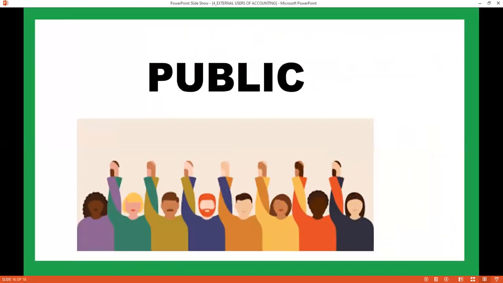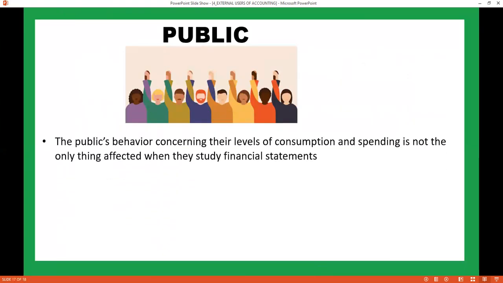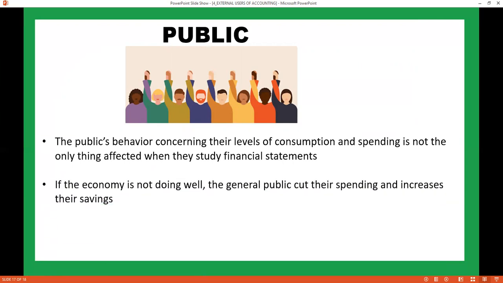The next one is the general public. The public's behavior concerning their levels of consumption and spending is not the only thing affected when they study financial statements. If the company is not doing well, the general public cut their spending and increase their savings. It is also not healthy for the economy if the public will cut their spending. So it means hindi advisable yung sobrang pagtitipid ng lahat ng tao. Kasi magiging mabagal yung daloy ng pera and this will greatly affect the cycle of the money.